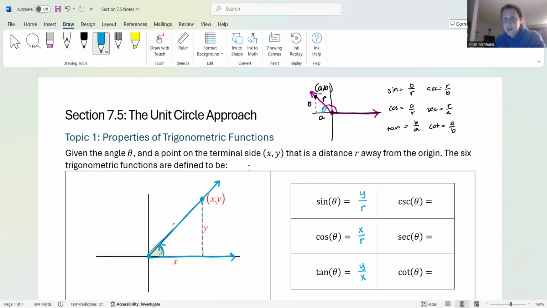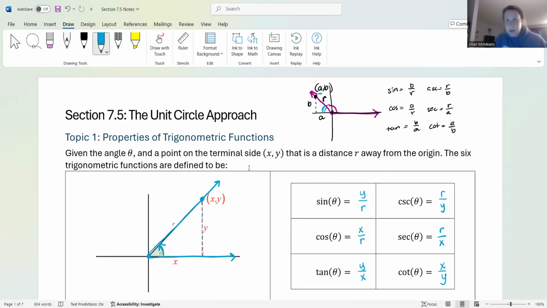Now, for cosecant, secant, and cotangent, let's use those reciprocal identities. We know that cosecant is 1 over sine, which tells us it's just the reciprocal of sine. So cosecant is going to be r over y. We know that secant is the reciprocal of cosine, so it's going to be r over x. And then cotangent is the reciprocal of tangent, so it's going to be x over y.